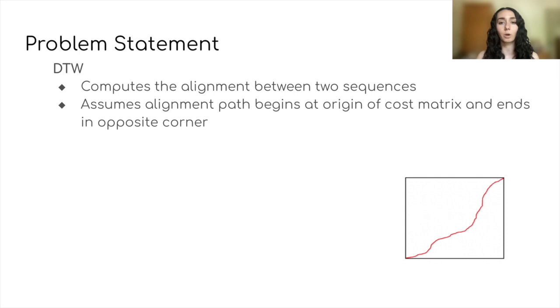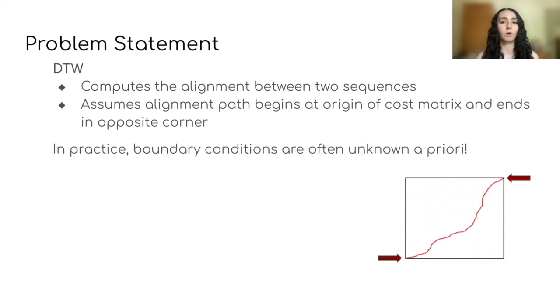However, DTW operates under the assumption that the alignment path begins at the origin of the pairwise cost matrix and ends in the opposite corner. This means that if the two recordings we're trying to align don't start and end at the same spot in the musical piece, then the algorithm is going to fail. And in fact, in practice, boundary conditions are often unknown.